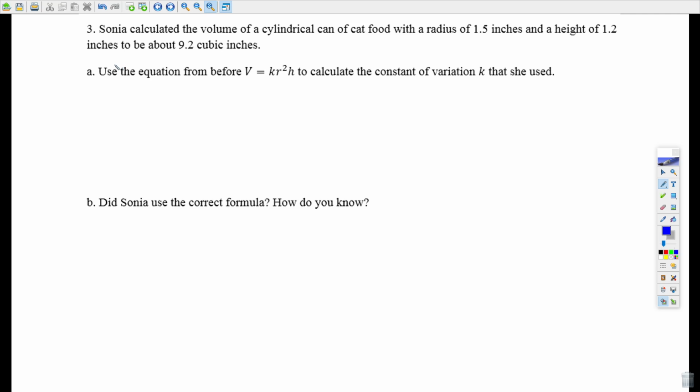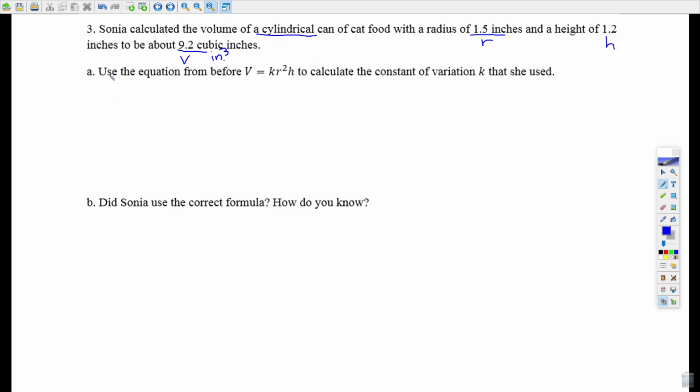And I also wanted to go over this one here, number 3. And then the rest I'll leave to you. Sonia calculated the volume of a cylindrical can of cat food. So now we're talking about a cylinder again. With a radius of 1.5 inches, that's R. Height of 1.2 inches, H. To be about 9.2 cubic inches. That should be the volume. Because cubic inches is inches to the third.